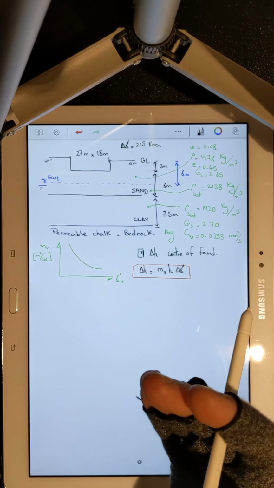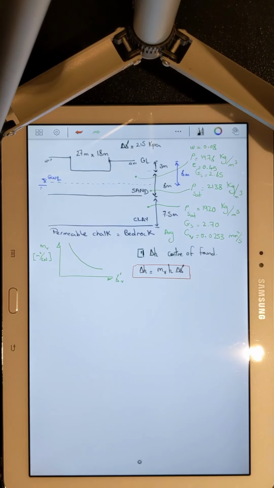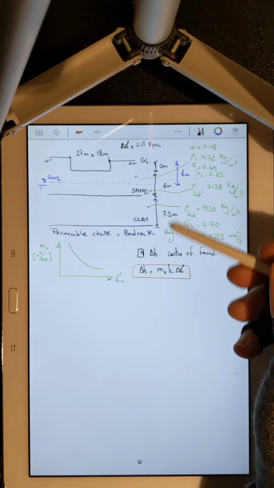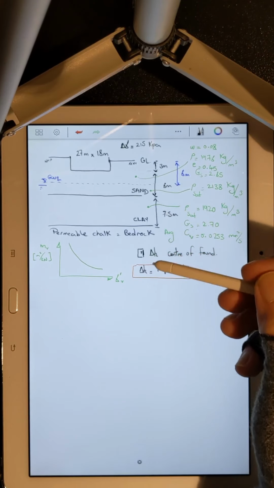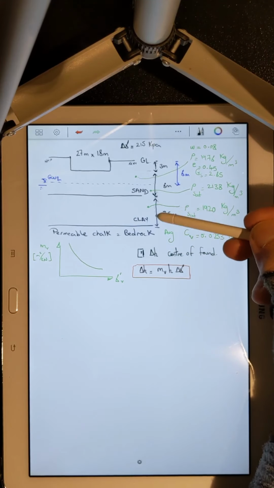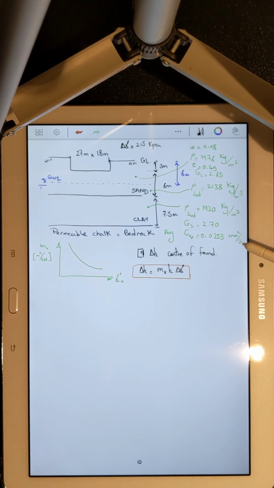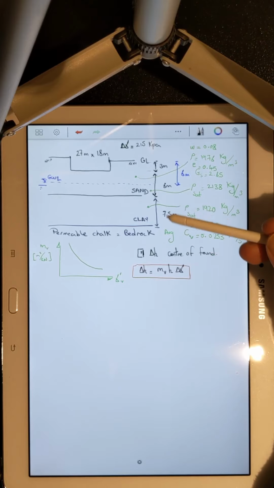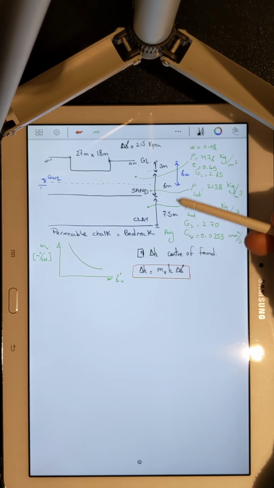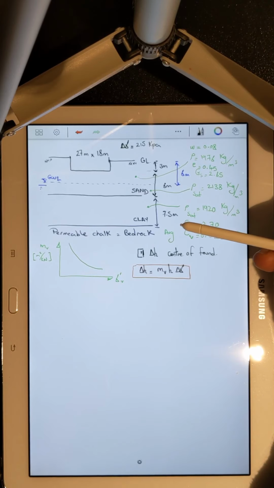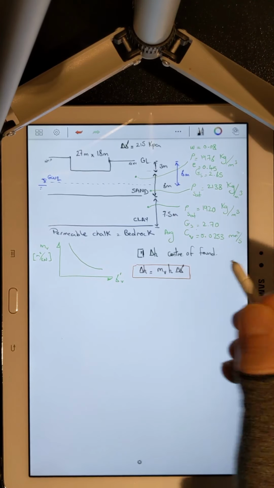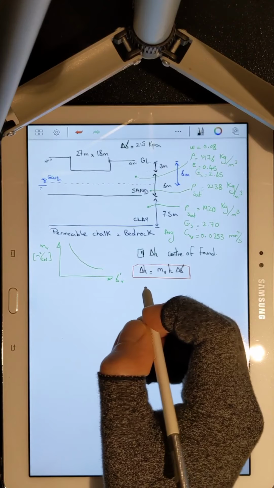So we are going to make use of a summation method. The thickness of the compressible layer, or the layer which will face consolidation, the clay layer, is 7.5 meters. We consider this thickness and we divide up this layer into a number of discrete layers. The thickness of each discrete layer will be delta H.